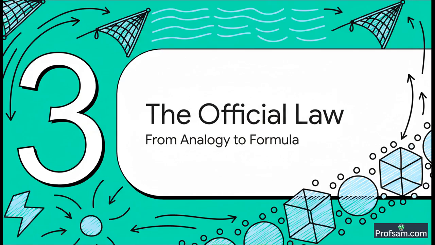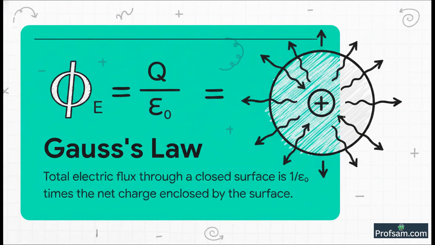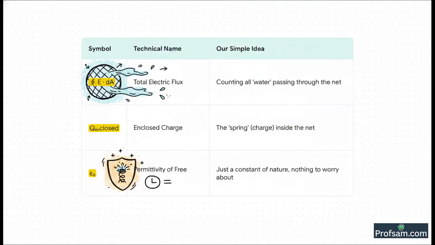Let's look at the formal statement straight from your NCERT textbook. So Gauss's law states that the total electric flux through any closed surface is equal to 1 by epsilon naught times the net charge enclosed by the surface. And the formula looks like this. Now, I know it might look a little intimidating, but I promise you it's just saying exactly what our water analogy just showed us. Let's just break it down, okay?